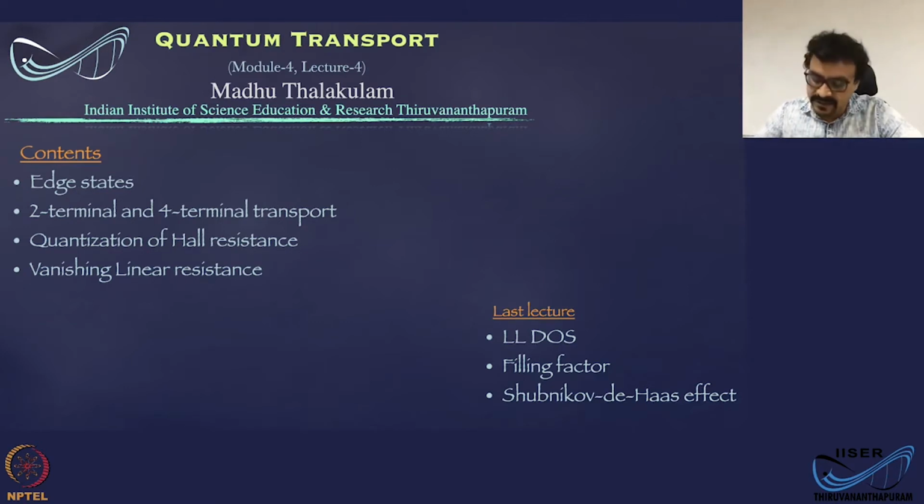In the last lecture, we looked into the Landau level density of states, the concept of filling factor, the Shubnikov-de Haas effect. In this lecture, we will discuss the edge states, two-terminal and four-terminal transport, quantization of the Hall resistance, and the vanishing linear resistance, that is the Shubnikov-de Haas effect, a little bit more in detail. All right.